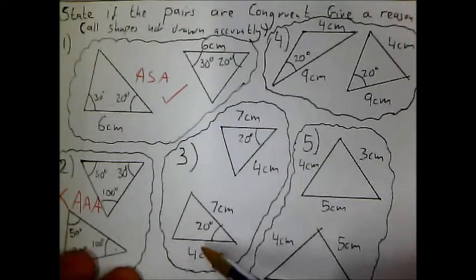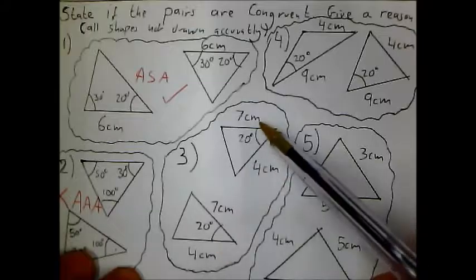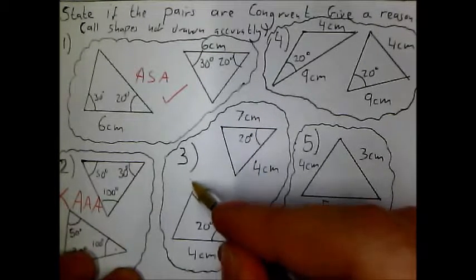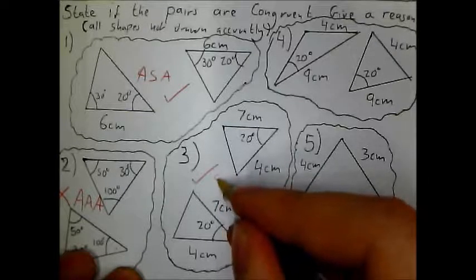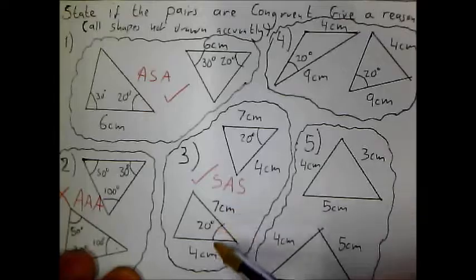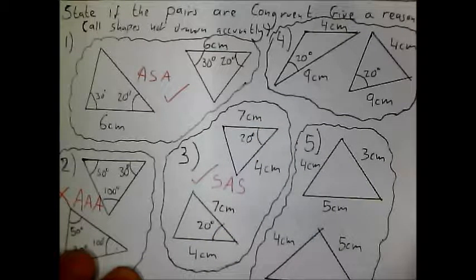Question 3. I have two sides with an angle between them, and the other two sides with an angle between them, all the same. So these are congruent because of the side, angle, side congruency rule. I have two sides with an angle between them in both cases.